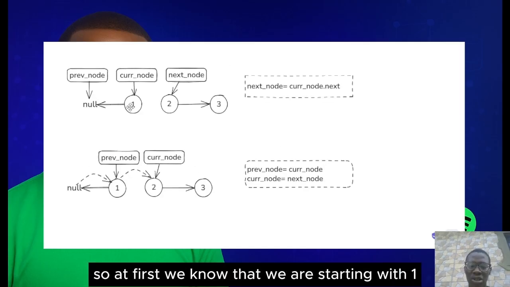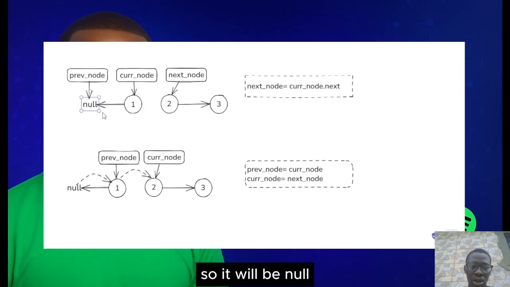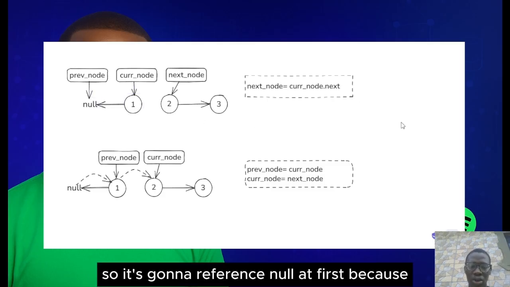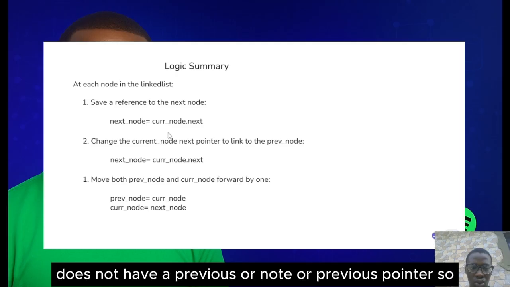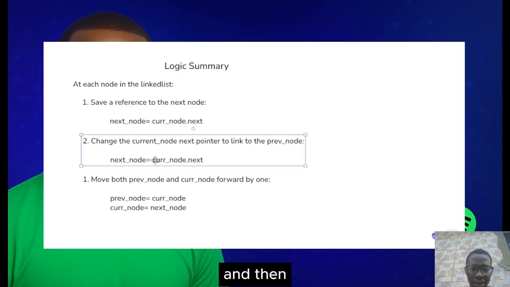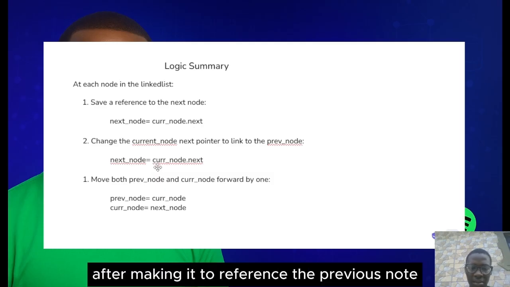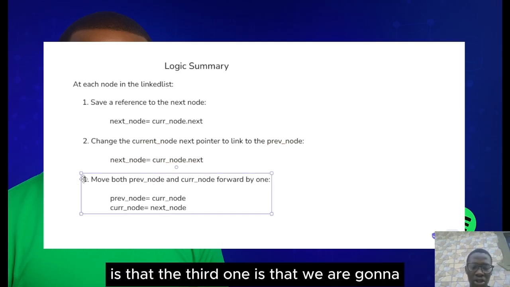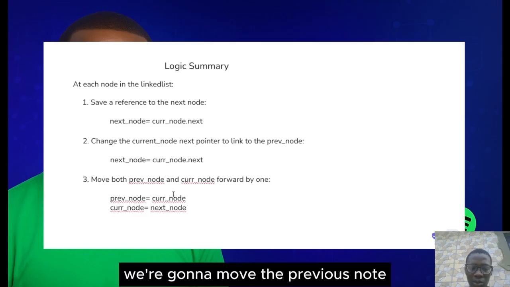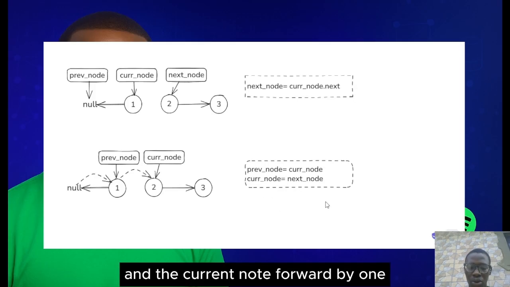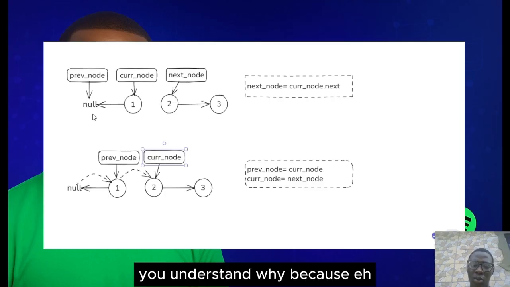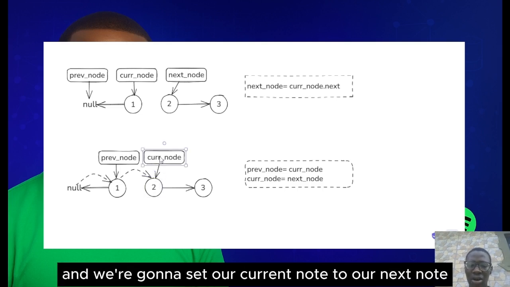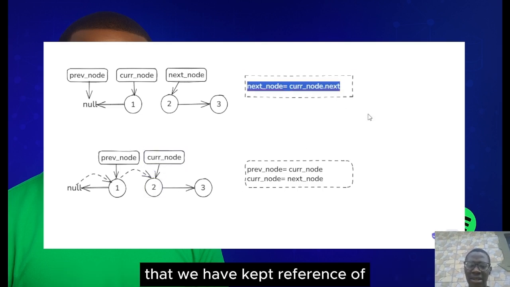So at first we know that we are starting with 1, so it's going to reference null at first, because 1, which is the head of the linked list, does not have a previous node or previous pointer. And then the third step, after making it reference the previous node, is that we are gonna move the previous node and the current node forward by 1. What it means is that we are gonna set our previous node to our current node. You understand why? Because the previous node is 1 step back. So we're gonna set it to our current node, and we're gonna set our current node to our next node that we have kept a reference of.